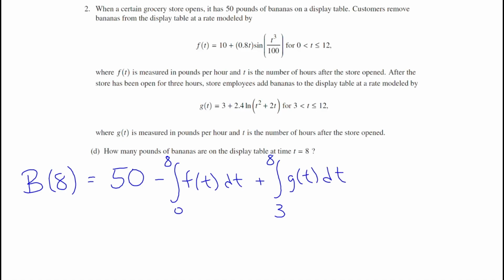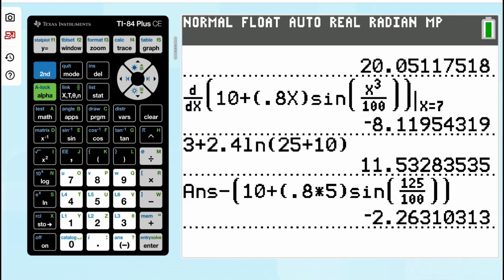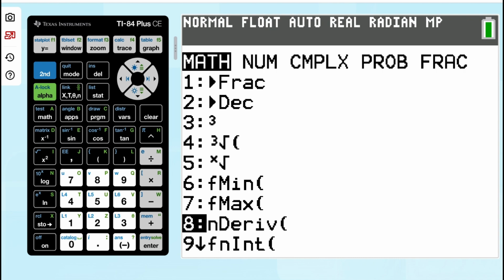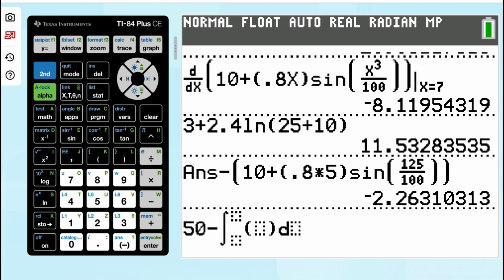And so all we have to do is set that up, and they actually gave you 2 points here for setting that up correctly, and then 1 point for getting the final answer. And so we'll go into our calculator here. We've got 50 minus, and it was an integral, so math option number 9, and it was the integral from 0 to 8 of f of t.